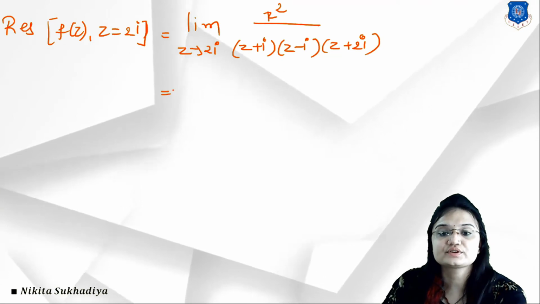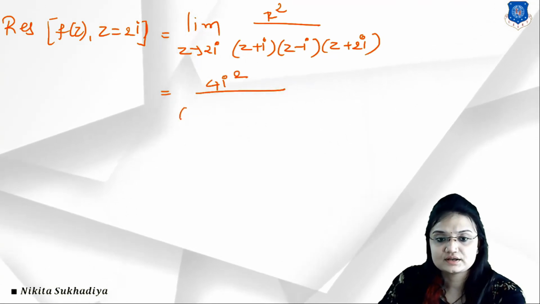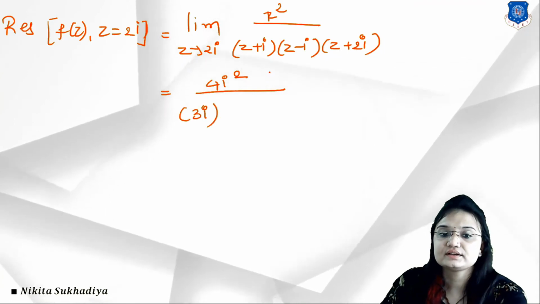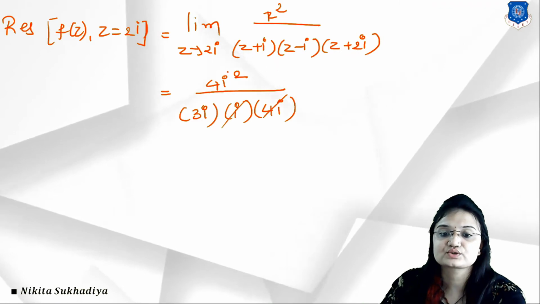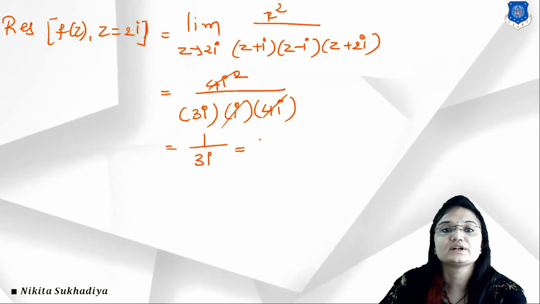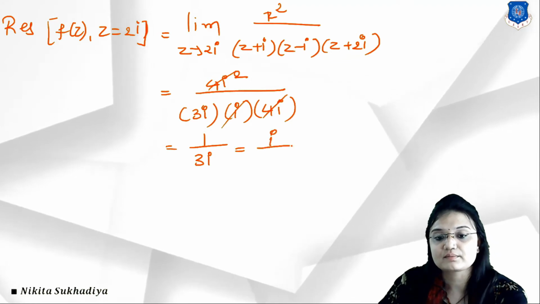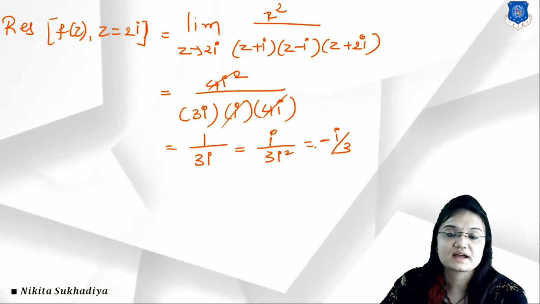Okay, so now put z is equal to 2i, so this will become 4i square. Here we will get 3i, here we will get i, and here we will get 4i. So this 4i square cancel out, so here we will get 1 upon 3i. Now multiply and divide with i, so this will become i upon 3i square. So this is nothing but minus i by 3.